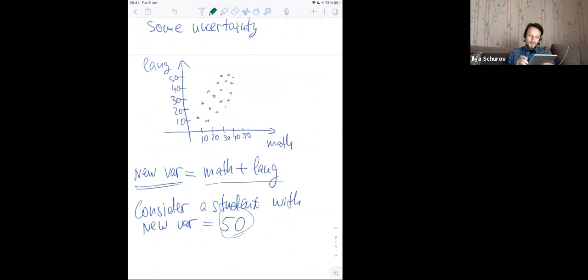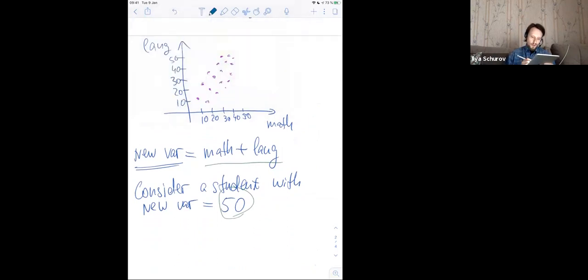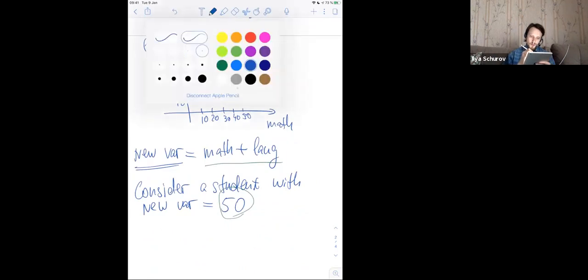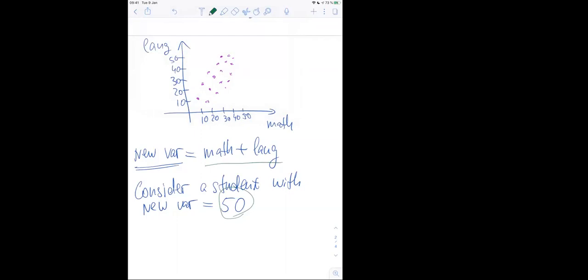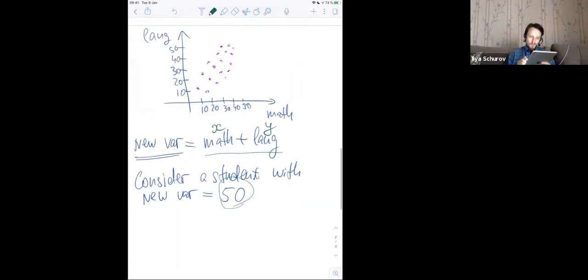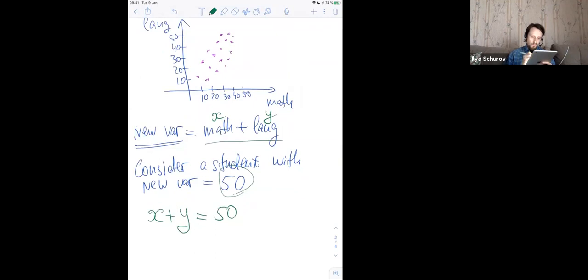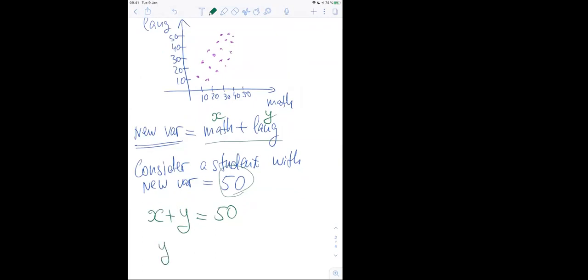What is the corresponding line? Okay, just to make things more familiar, let me denote math by x and lang by y, and let me consider the equation x plus y equals 50. Well, it would be like a hyperbola, but positive. Hyperbola is too complicated for this simple example. Yes, there's a line.